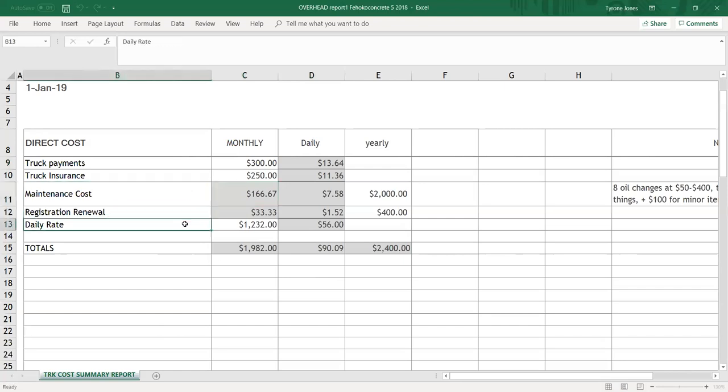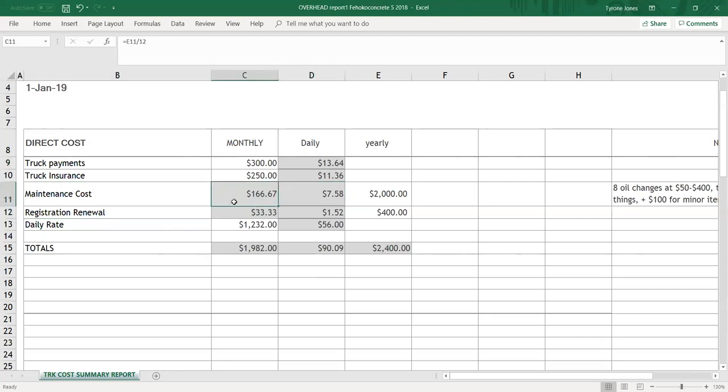Look at the rental cost. If the rental cost is more, plug it in. If it's not, then plug in the number that you have. Okay, maintenance cost $2,000. So monthly is $166. Daily is $7.58. That's what you need to produce.